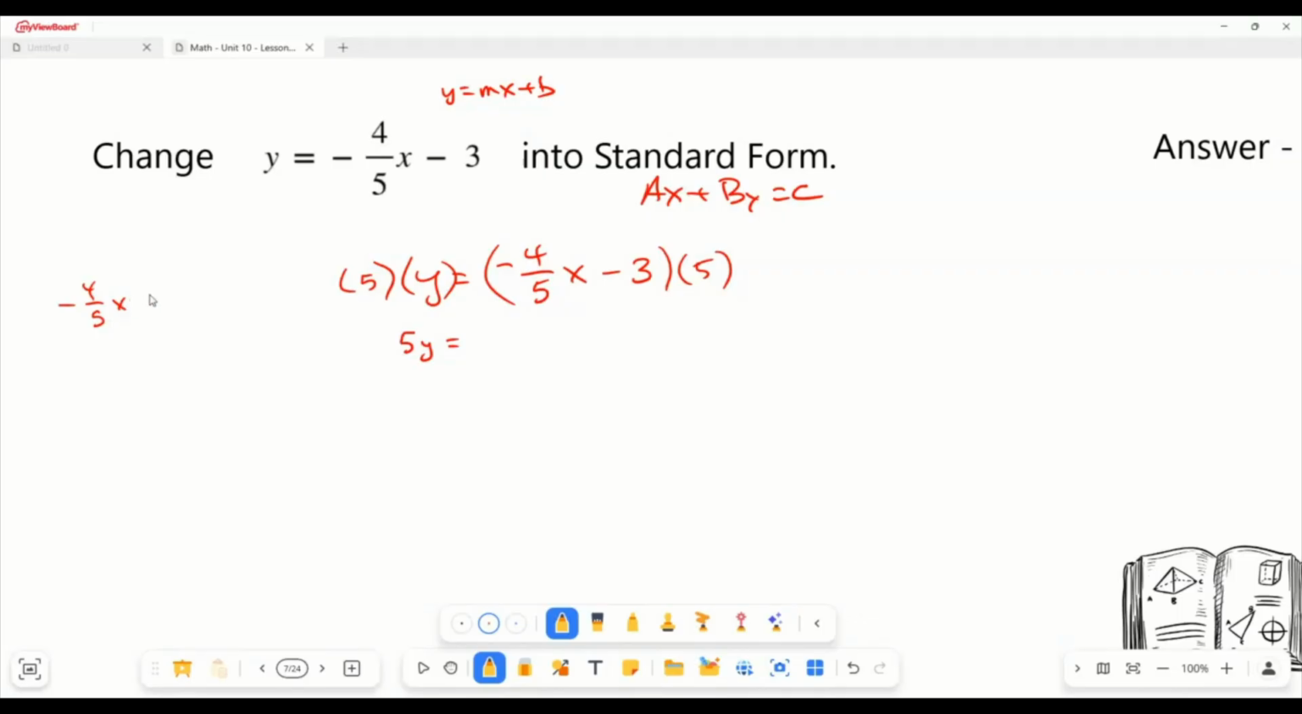-4/5 x times 5. The number on the outside, we're going to multiply it by each thing on the inside. 5 times -4/5 x. The x is over 1, the 5 is over 1.